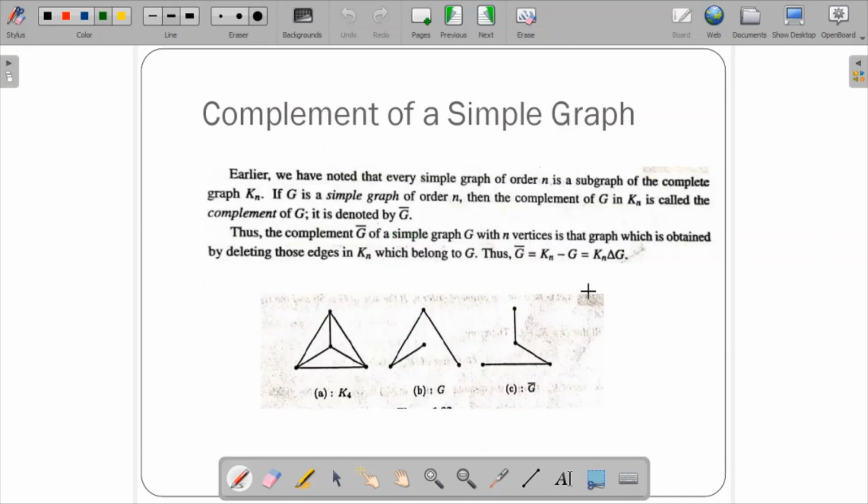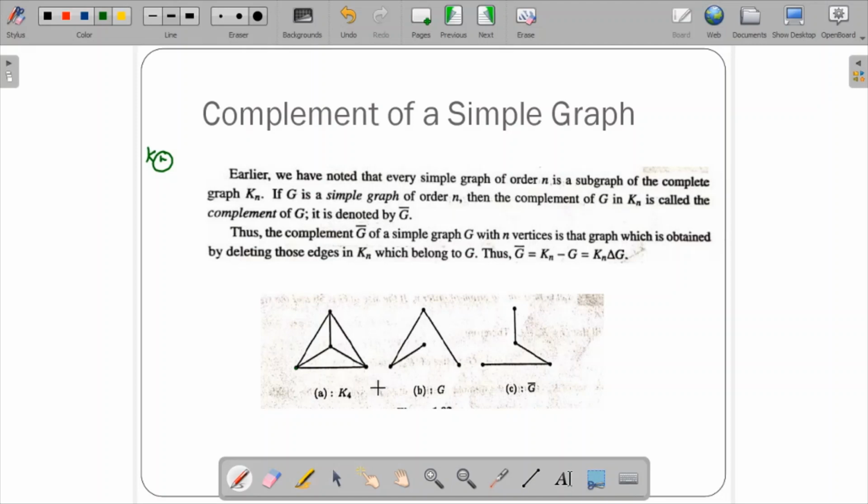Next we have the concept of complement of the simple graph. Here we have noted that every simple graph of order n is a subgraph of the complete graph Kn. If you remember the concept of simple graph, Kn tells you the number of vertices, or order. Now here K4, how many vertices are there? 4. So every simple graph of order 4 is a subgraph of the complete graph K4. If G is a simple graph of order n, then the complement of G in Kn is called the complement of G. It is denoted by G bar.